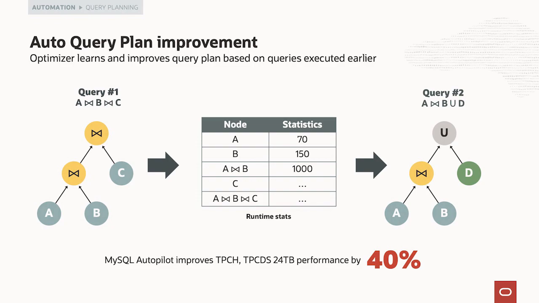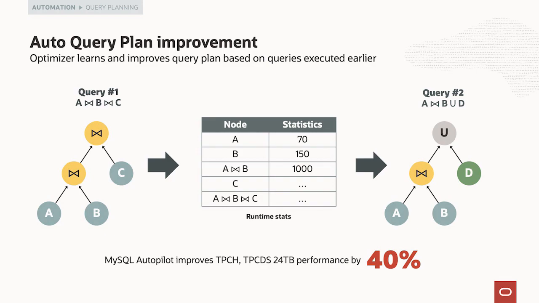Now, I mentioned that MySQL Autopilot can improve runtime performance for queries. Well, I think a lot of databases do that. They look at statistics, they gather statistics even when a query runs, and next time you run the same query, maybe you get a better result. MySQL Autopilot is different. We gather statistics from each part of the query, and we apply that to other queries. So in the query on the left, if you're not familiar with that kind of notation, we're joining together 3 tables, A, B, and C.